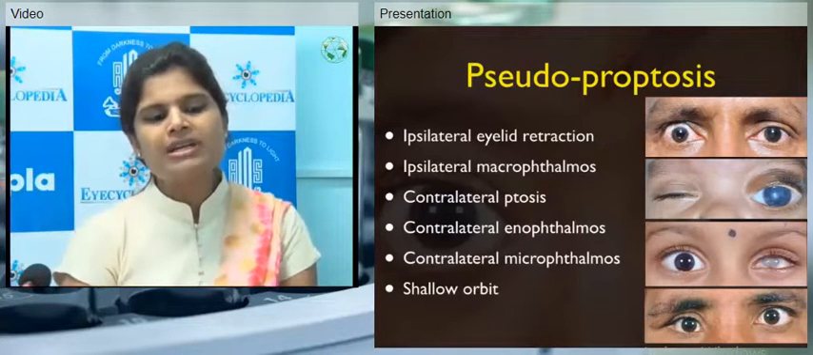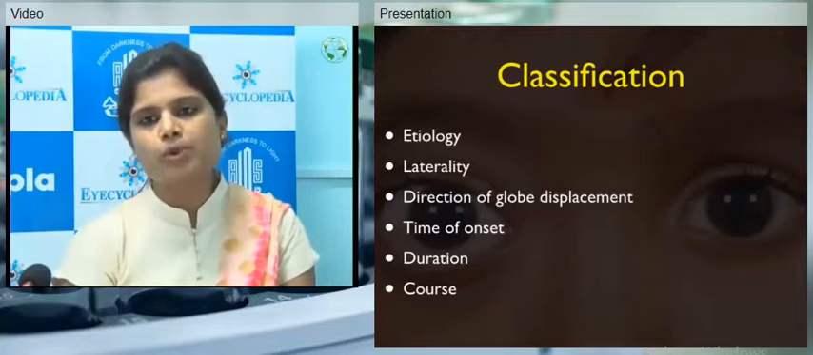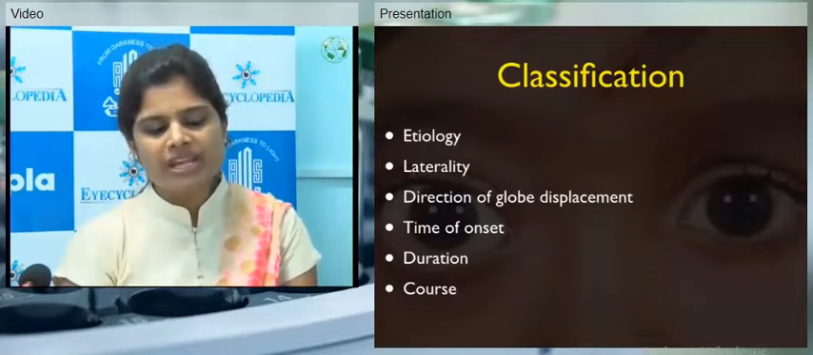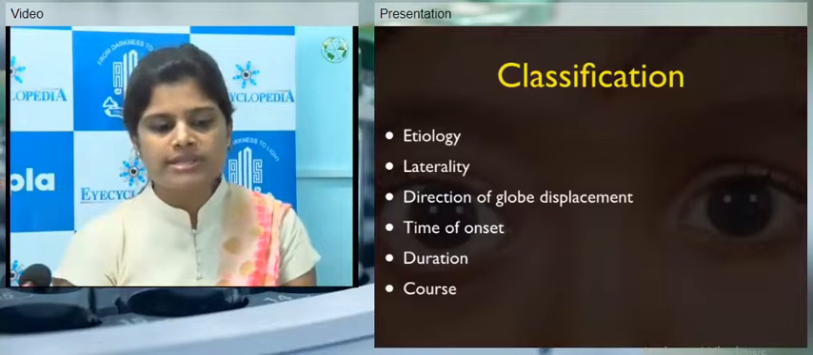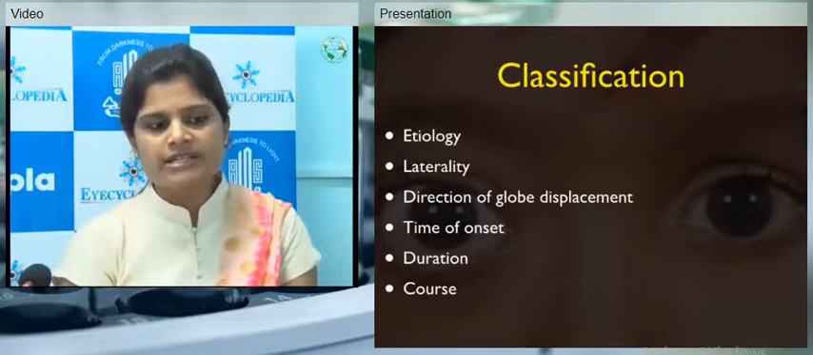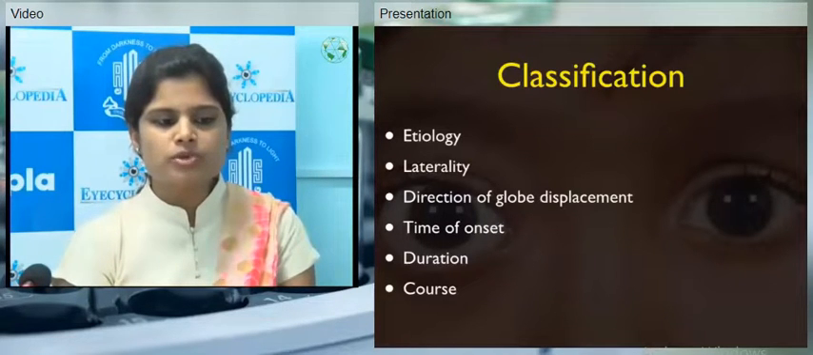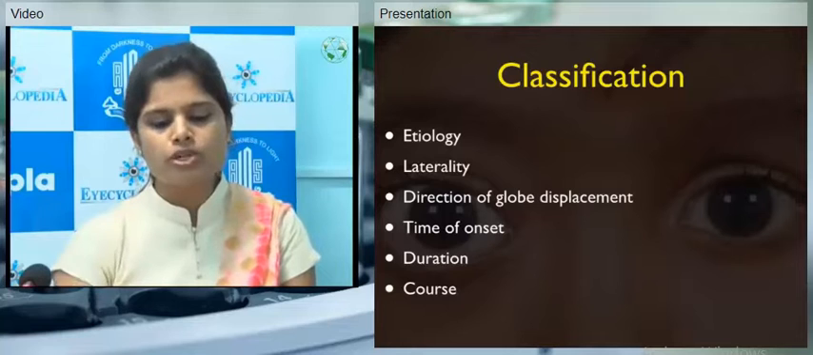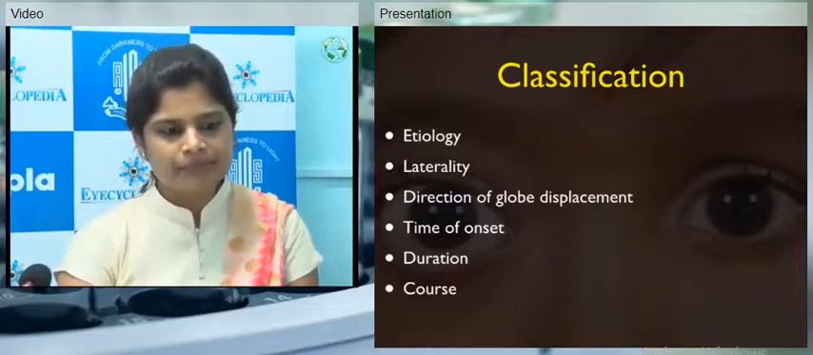When we talk about classification of proptosis, there is no single way that we can classify it. It depends upon various things that we have to consider. We can classify it based on the etiology, what is causing the proptosis, or the laterality, the direction of the globe displacement, the time of onset of proptosis, the duration of proptosis, and the course of proptosis. So we'll go one by one through these. First, coming to the etiology.